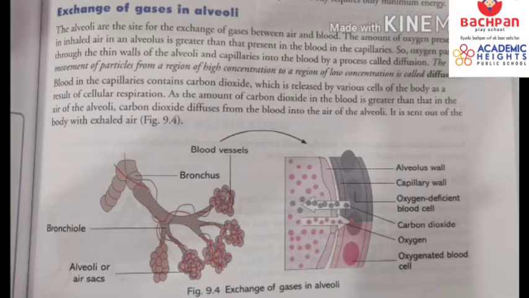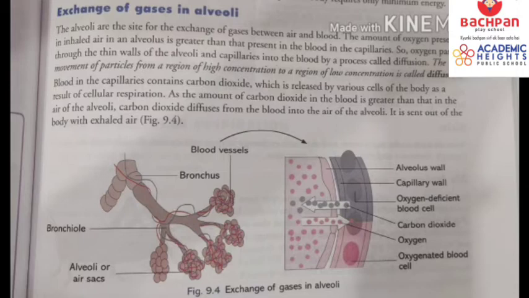So oxygen passes through the thin walls of the alveoli, and this movement of particles from a region of high concentration to a region of low concentration is known as diffusion. What happens? Oxygen passes through the thin walls of alveoli and capillaries into the blood by this process which is known as diffusion. So blood in the capillaries contains carbon dioxide.